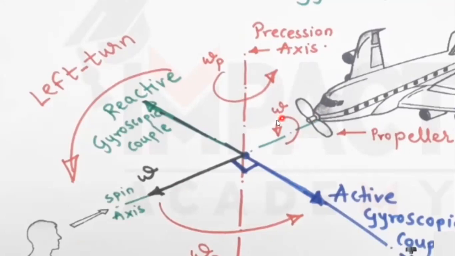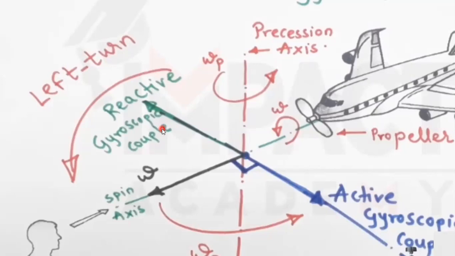Now the propeller is rotating in anti-clockwise direction. So just imagine you are sitting inside the flight, and now the flight is taking a left turn. So the active gyroscopic couple will be to the left side of you. Automatically you will be getting an active gyroscopic couple to the left side of the flight, and in the opposite direction we'll be getting the reactive gyroscopic couple.